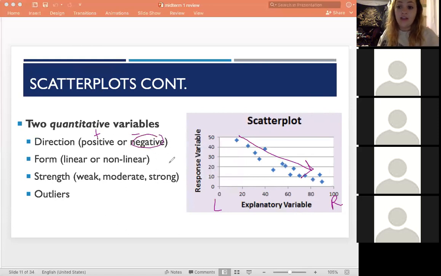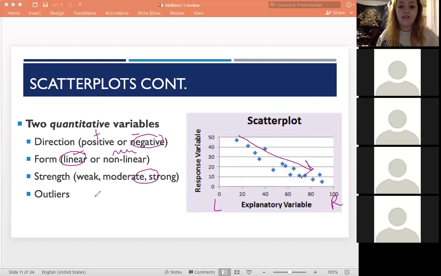I'd say this is negative. Form is linear or nonlinear: basically, does it look like a line? In this case, I think it looks like a line. Hopefully you guys agree. Strength is weak, moderate, or strong: how close are these dots to the line that they're being correlated to? I'd say this one's kind of moderately strong. You can also get in between them as I did here. They don't have to be a be-all, end-all.